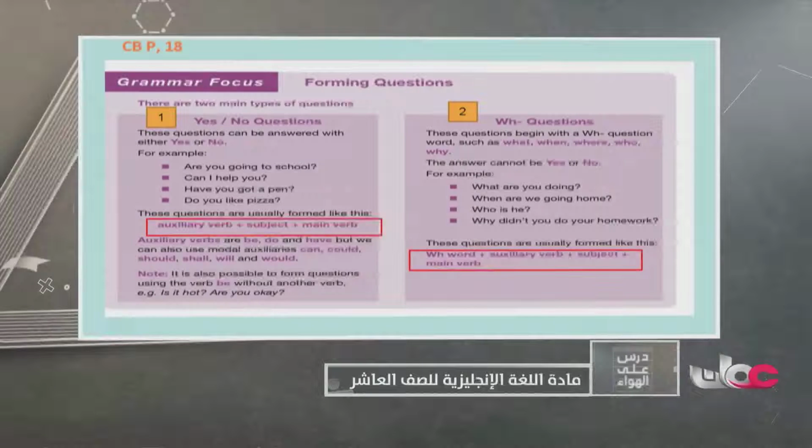I form it with the WH word first, then the auxiliary verb, and then the subject, and then the main verb. So the difference here is that you put the WH question word when you form a WH question, and it is the same as a yes no question. The only difference is that you add the WH word at the beginning.